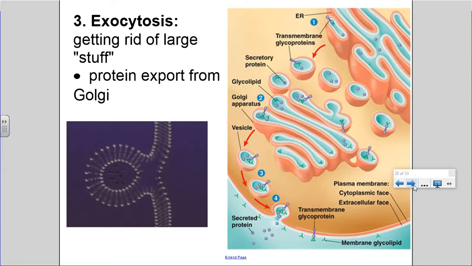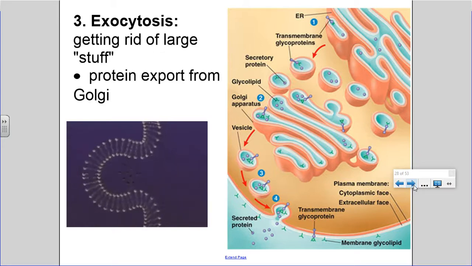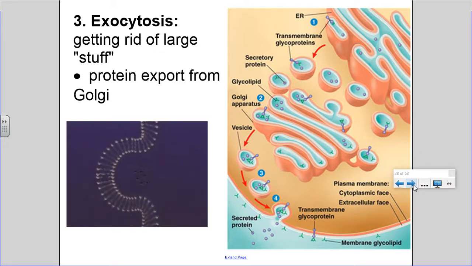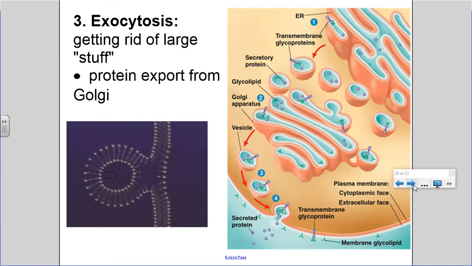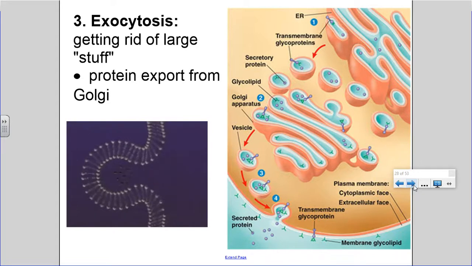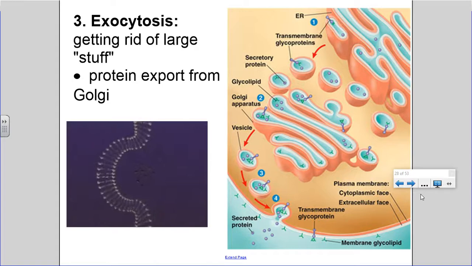Okay, then exocytosis. Exo means out, cyto means cell, so exocytosis will be getting stuff out of the cell. A common example of this is going to be protein export from the Golgi. So we learned that ribosomes make proteins. The ER can modify those proteins, send them to the Golgi. The Golgi will further modify them and package them for export. And the way they are exported is that a vesicle will fuse with the cell membrane and release its contents.